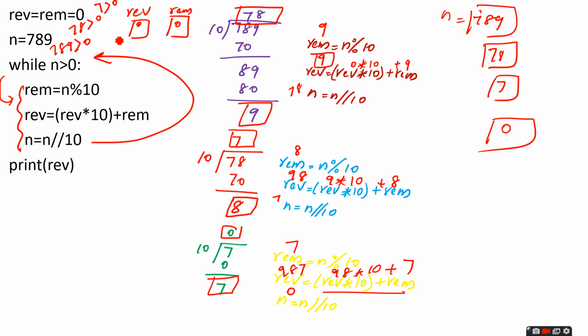Then we go back to the loop and check the condition, that is, 0 greater than 0. Condition false, so we come outside the loop. We print reverse. What is the reversed value? 987. So in this way we can reverse a value. Our input is 789 and we got the output as 987. So here we are repeatedly dividing a number by 10, taking the remainder and performing this equation, and we divide the number by 10 until we get the quotient as 0. Okay, so in this way we can reverse a number.